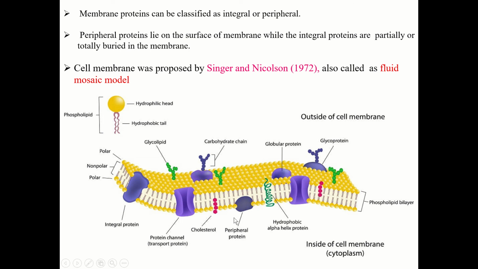Now these are the peripheral proteins, which lie on the surface of the lipid bilayer. These are the hydrophobic alpha helix proteins. This is the globular protein. These are glycoproteins, these are the carbohydrate chains, and these are the glycolipid chains. So this is the structure of the cell membrane. There are two different types of protein present: integral proteins and peripheral proteins. Then glycolipids, carbohydrate chains, glycoproteins, cholesterol, etc.